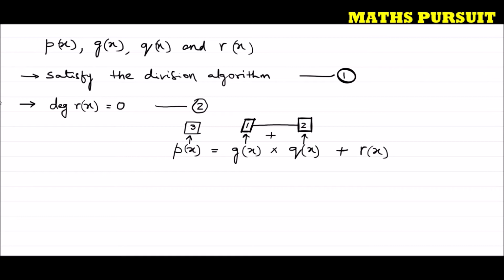Keeping this in mind, one more important point is that the degree of g(x) is always greater than the degree of r(x). This is also one of the most important things. Now keeping these things in mind, let us try to frame a polynomial where the degree of r(x) is equal to 0.